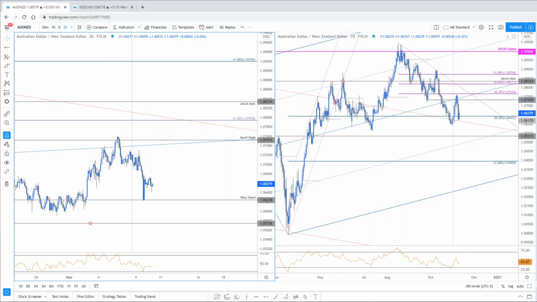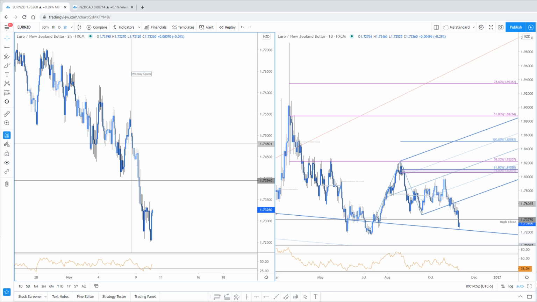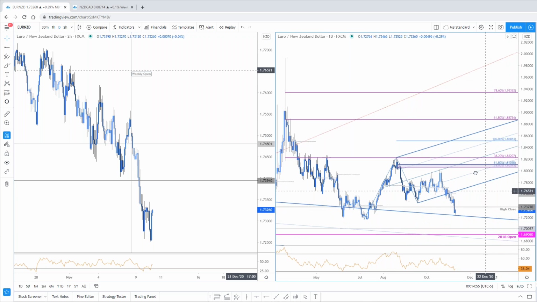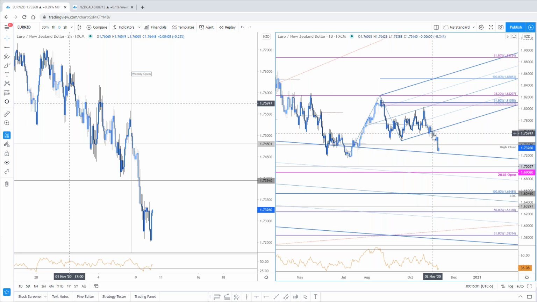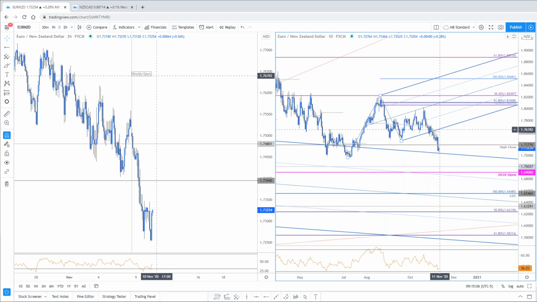Same thing with Euro Kiwi. I'm just not a fan of Kiwi right now. So the Kiwi crosses in general. Here's Euro Kiwi. Yeah, great. Sure, it moved lower. Kiwi strength, Euro weakness, double whammy. Break of uptrend support, a couple of weeks, right into the beginning of the month. Great. But where does that take you?